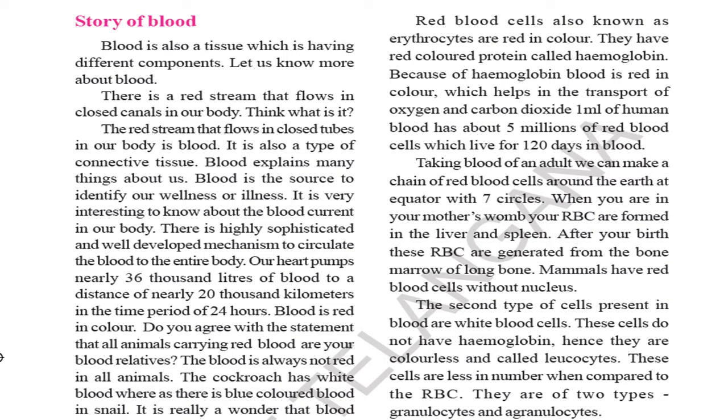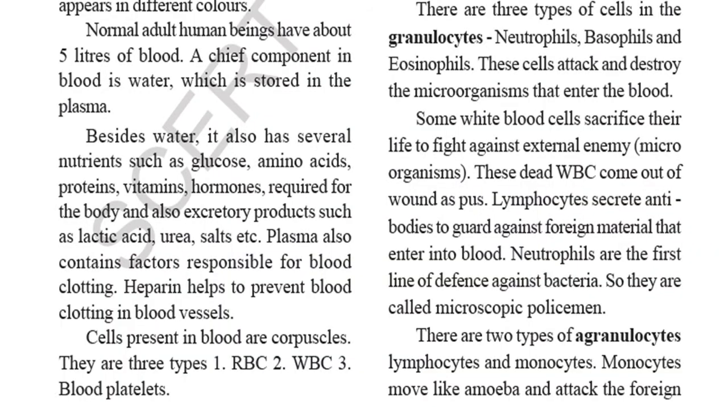We have studied just now so much. Now we'll study about white blood cells. These cells do not have hemoglobin. Hence they are called colorless cells or leukocytes. Understood? These cells are less in number when compared to RBC. They are of 2 types, granulocytes and agranulocytes. A normal adult has about 5 liters of blood. How much blood? We have 5 liters of blood.